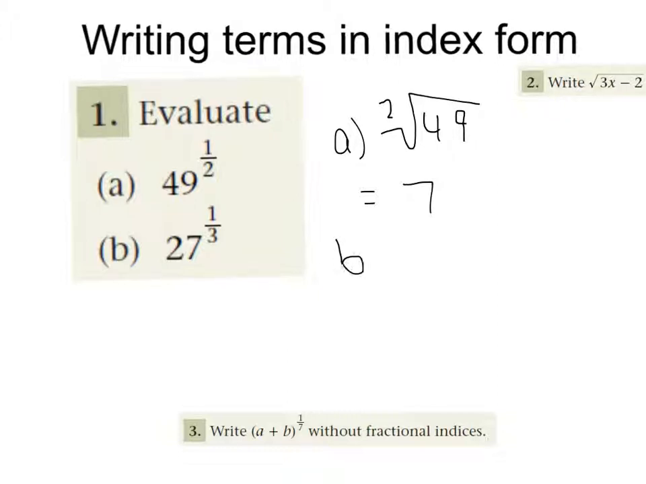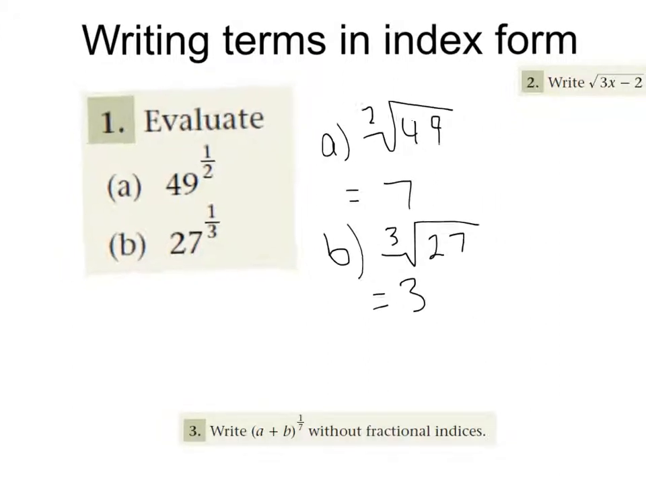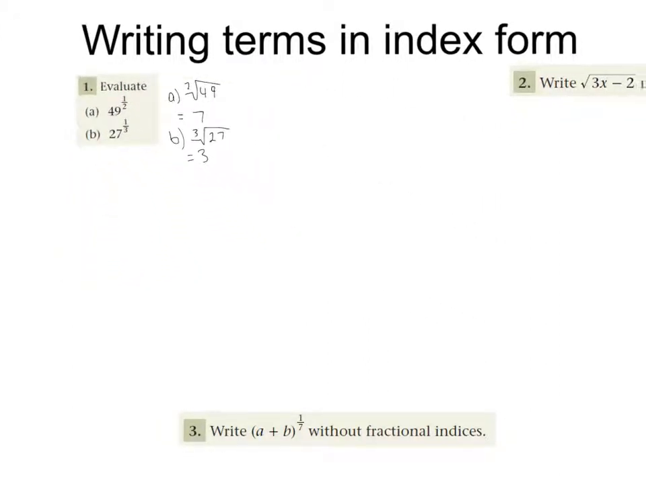For question B, when we have the 27 to the power of 1 over 3, remember that the power of 1 over 3 is the same as a cubed root, so that becomes the cubed root of 27, and we all know 3 to the power of 3 is 27, so the cubed root of 27 is 3. Alright, so there's the first question done. Moving on now to question number 2.